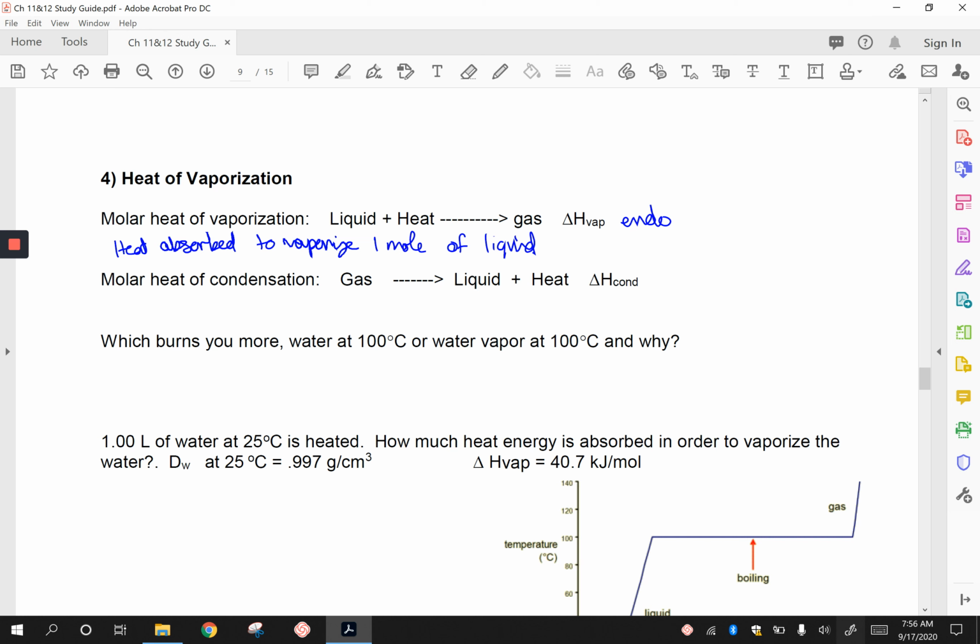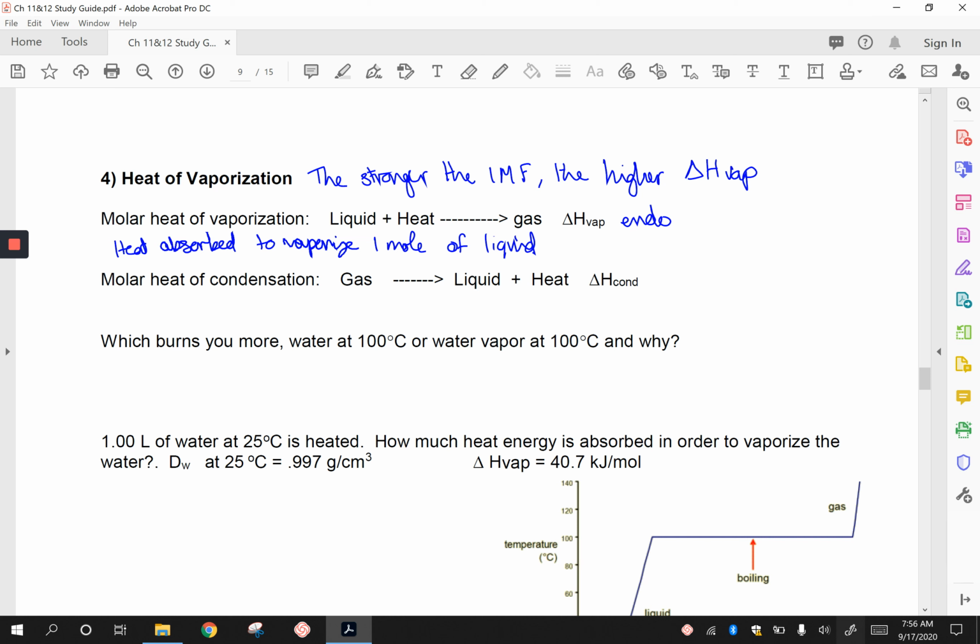So if you think about this, you're turning a liquid into a gas, so you're separating those particles physically, spreading them more apart, and so heat is required. And so if the particles are really attracted to each other, it's going to be more difficult to get them to turn into a gas, and it's going to require more energy or more heat. So the stronger the intermolecular forces, the higher the heat of vaporization. And again, this is an endothermic process.